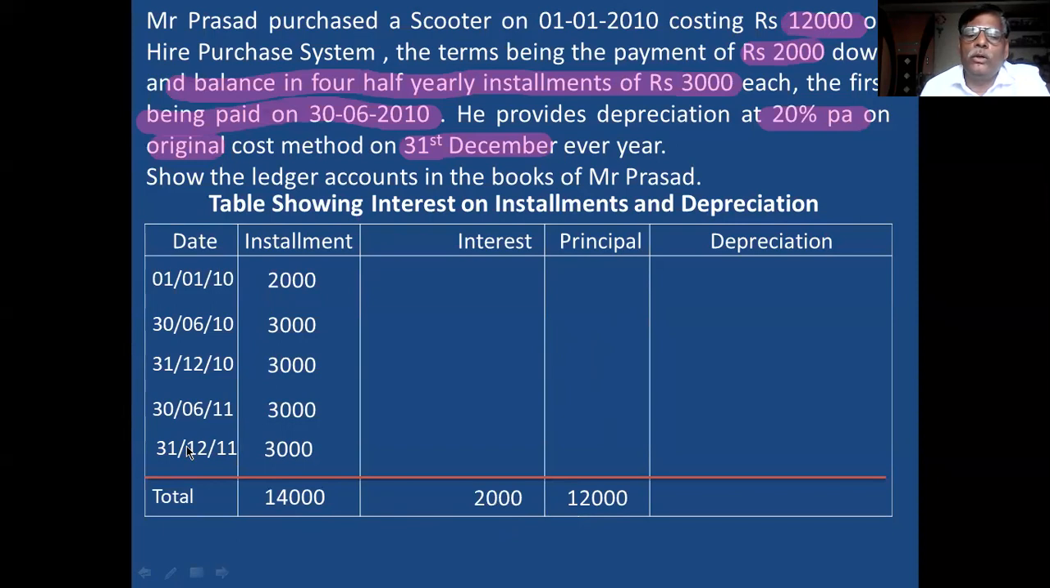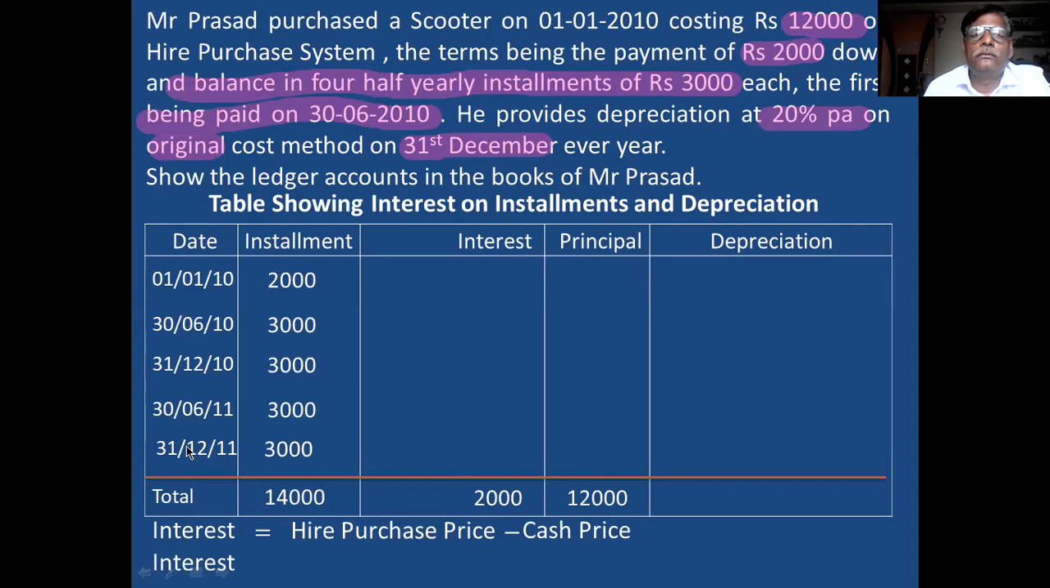Or you write the equation below the table. Interest is equal to hire purchase price minus cash price, which is 14,000 minus 12,000, equal to 2,000 interest. In this way, calculate interest. After calculating interest, if rate of interest is not given, you have to make the ratio of interest based on installments.